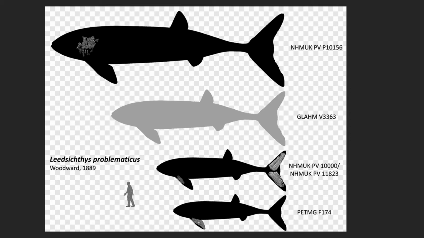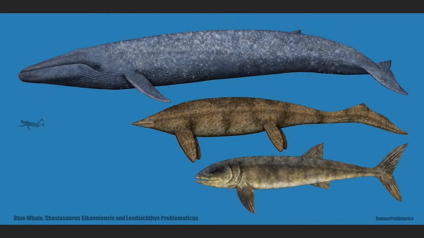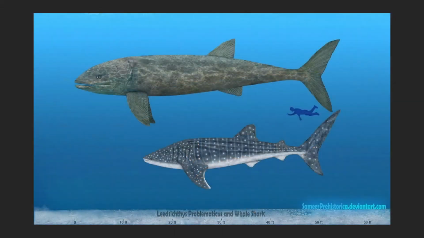The arguments about its size actually earned it its second name, so Leedsichthys problematicus, that is the full species name. Realistically, it was about 60 meters long. So you can see it here compared to the blue whale and a different marine animal. This is an ichthyosaur that lived in the Triassic. So as big as Leedsichthys was, it wasn't even the biggest prehistoric animal of the Mesozoic. So Shastasaurus, which you can see here, was actually bigger.